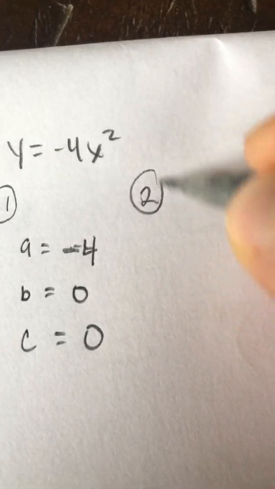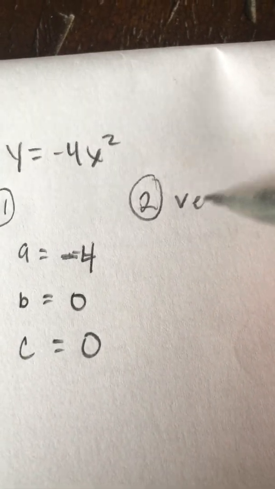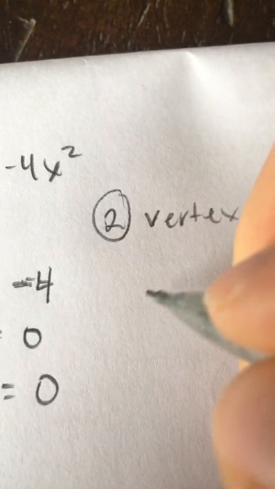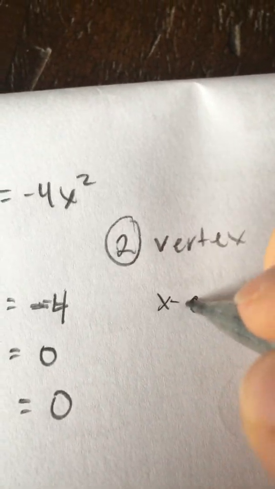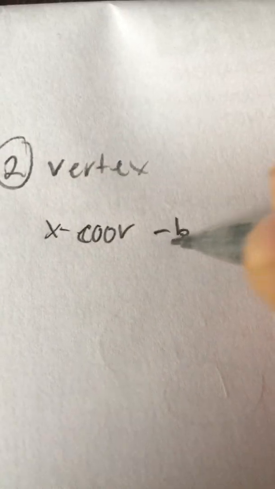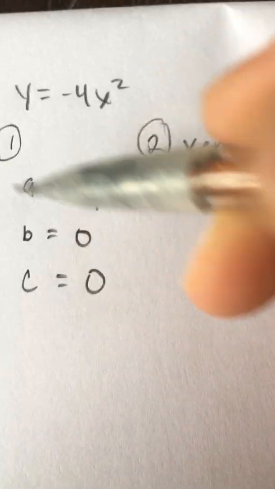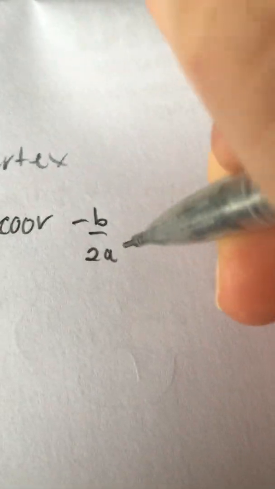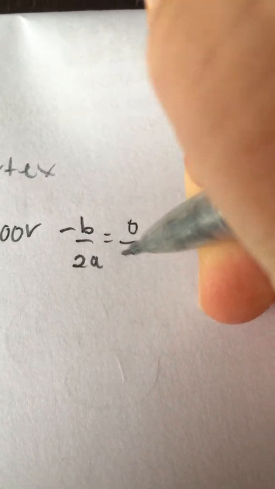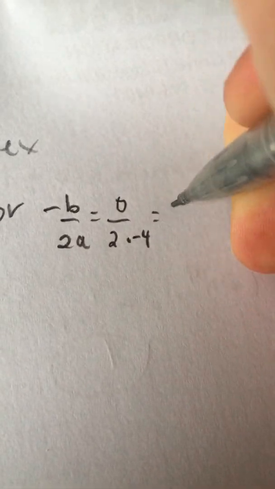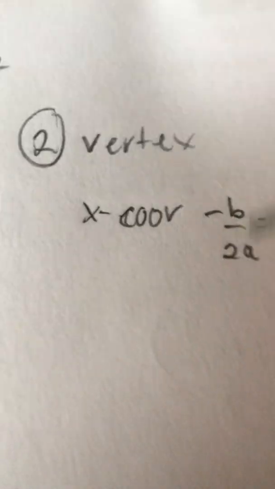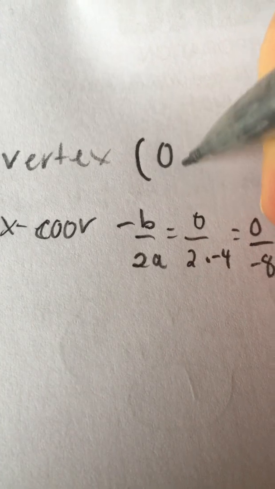Step two, vertex. We find the x-coordinate using that formula, opposite b over 2a. So we look over here, b is 0, so in the top we put a 0, and 2 times a, -4. So we get 0 over -8, which is 0. So the first part is 0.